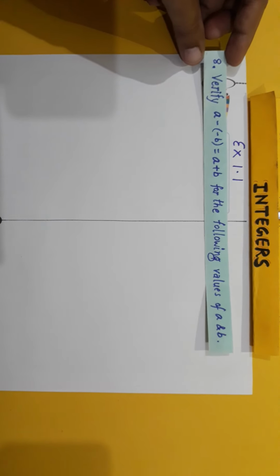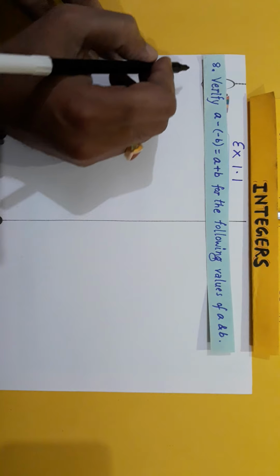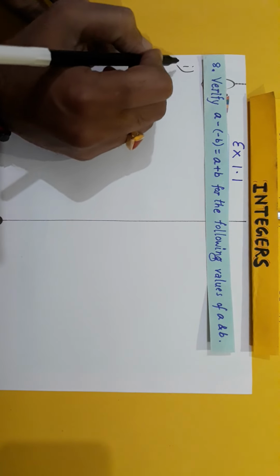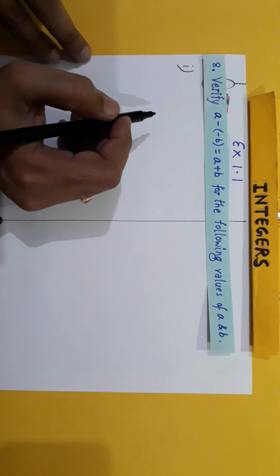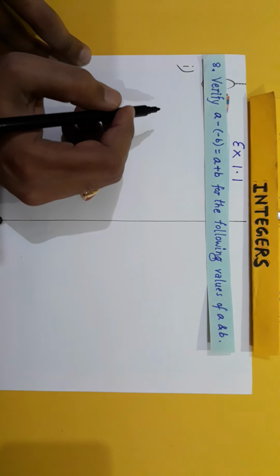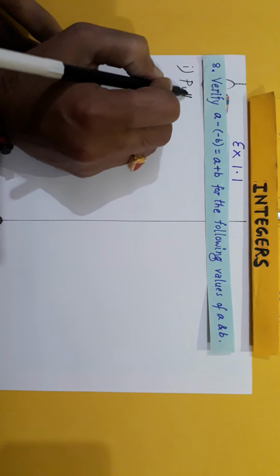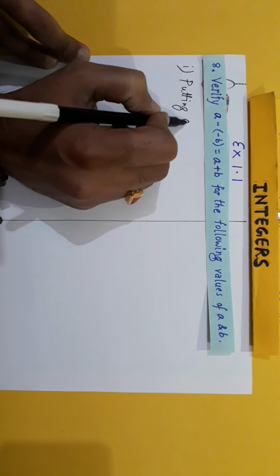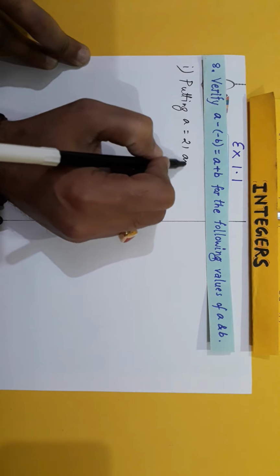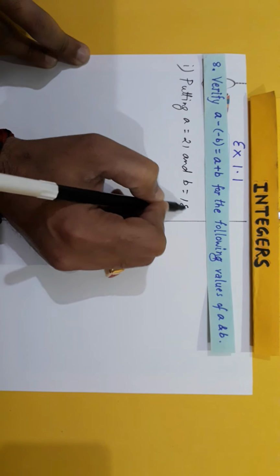So today we are beginning with question number 8. Question number 8 is saying: verify a minus (minus b) is equal to a plus b for the following values of a and b. In the question it is given that the value of a is 21 and the value of b is 18. So putting a equals 21 and b equals 18.